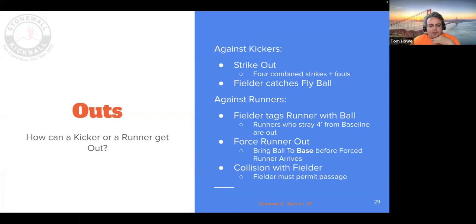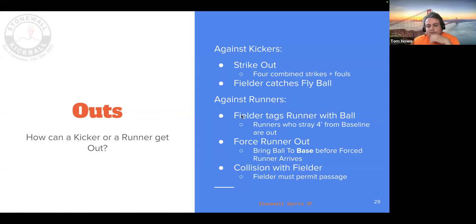So, a little bit of a recap. We're talking about outs. These are what the fielders are trying to accumulate. You can be out as a kicker if you strike out, so you accumulate 4 strikes in fouls, or the fielder catches your fly ball. It can be foul or fair. If that happens, the kicker is out.